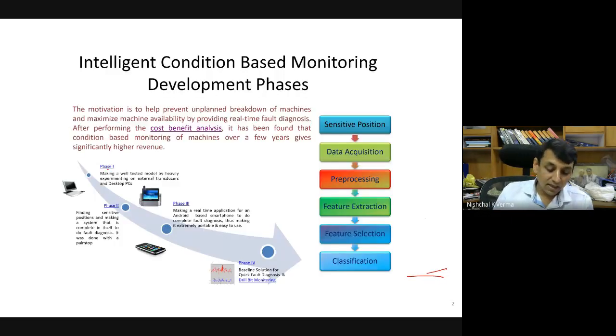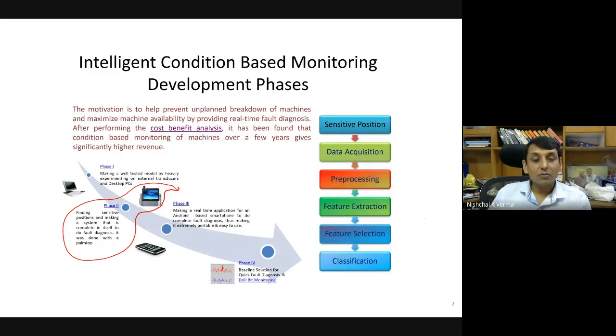Now let us discuss the second stage, which is called phase two. In phase one, it was overall a very crude kind of study. We started with this, and here we tried to find the sensitive positions and make the system complete in itself to do the fault diagnosis. Number one, we minimized the number of sensors, because when we know the best or a better position for placing the sensor, we can quickly reduce the number of sensors we are unnecessarily putting around the machine.